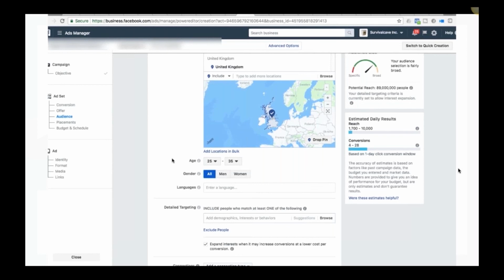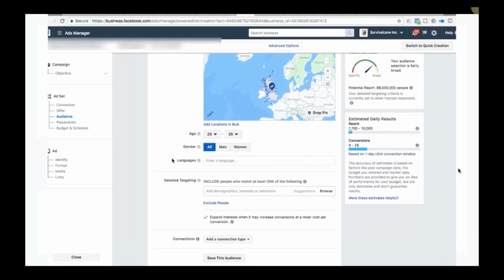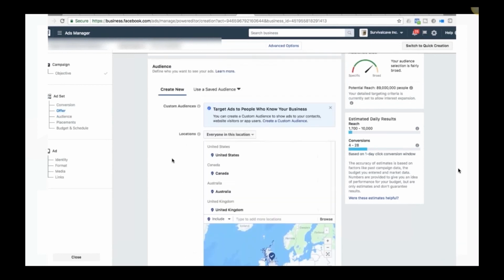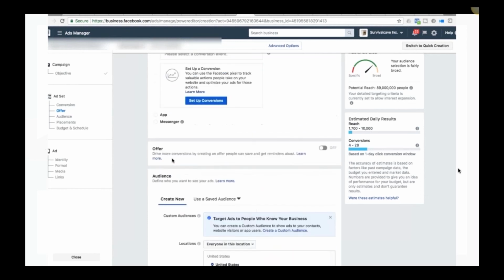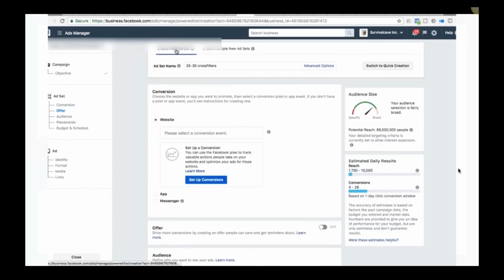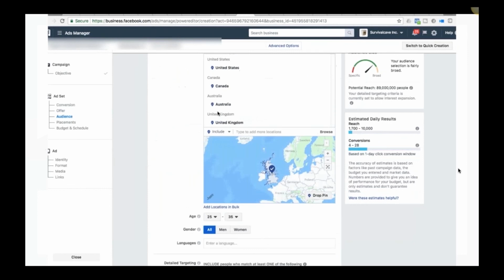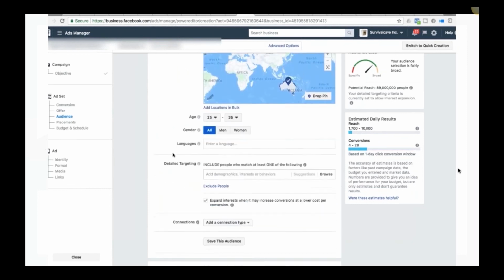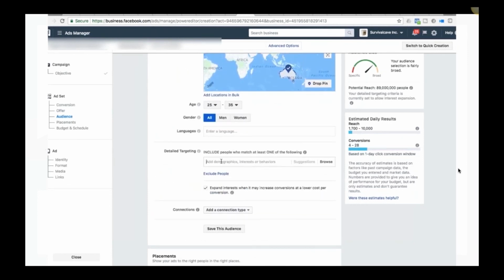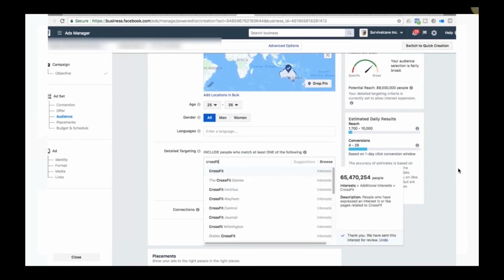And understand, this is one of those audiences I talked about in the ad set, because we're building an ad set here, right? We go up to the top. See, this is new ad set, okay? So as we go down here, now we want to start targeting who these people are. So let's put in CrossFit. Let's see what we come up with.